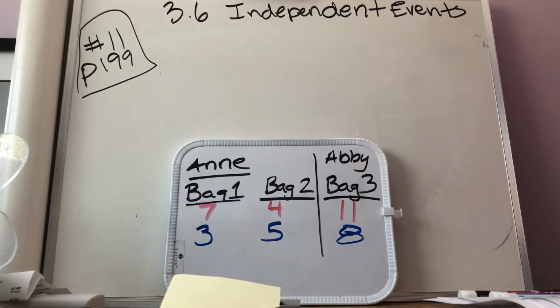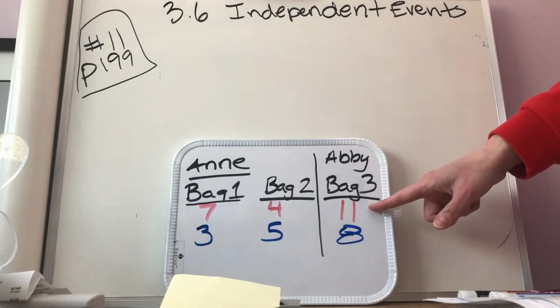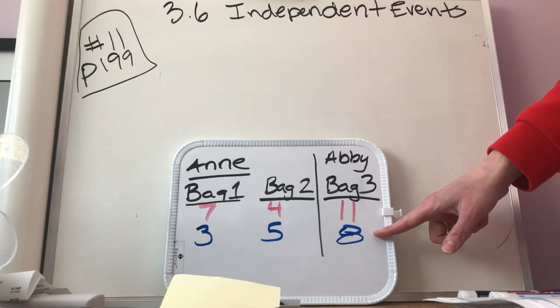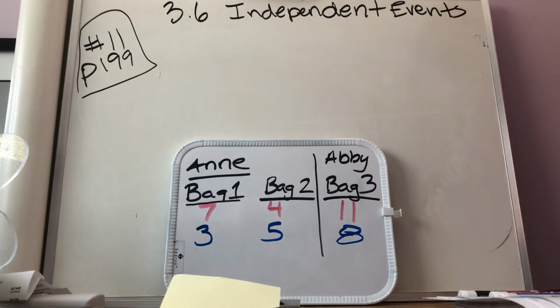Abby places all her marbles in bag 3, which are here. So 11 red and 8 blue. Anne then draws 1 marble from bag 1 and 1 from bag 2. Abby draws 2 marbles from bag 3. So question 11a: are Anne and Abby equally likely to draw 2 blue marbles from their bag?